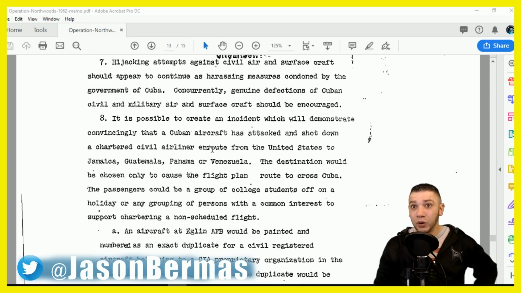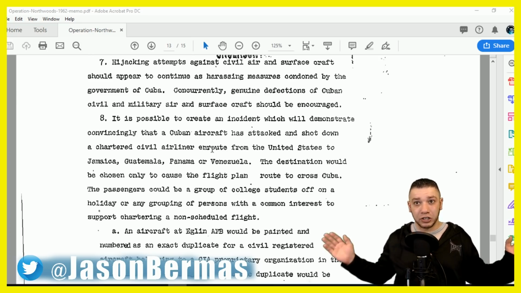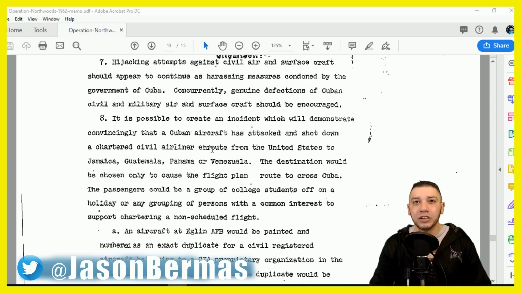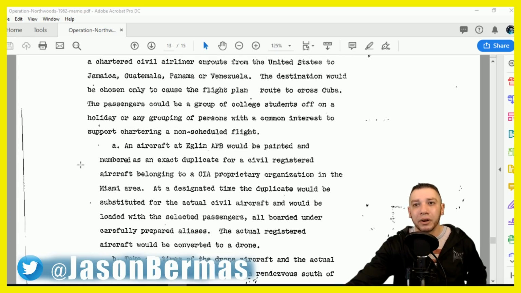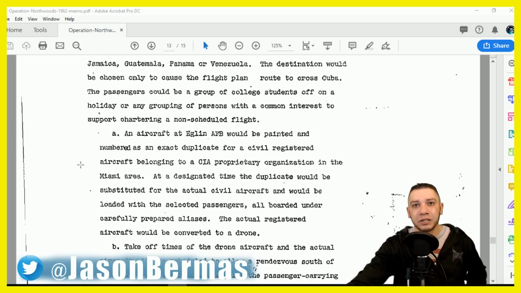So here it is, folks. Civil aircraft. Looks like it's going to get shot down. The destination could be chosen only to cause the flight plan route to cross Cuba. The passengers could be a group of college students off on a holiday or any grouping of persons with a common interest to support chartering a non-scheduled flight. Okay? So now here's the subsection of that.